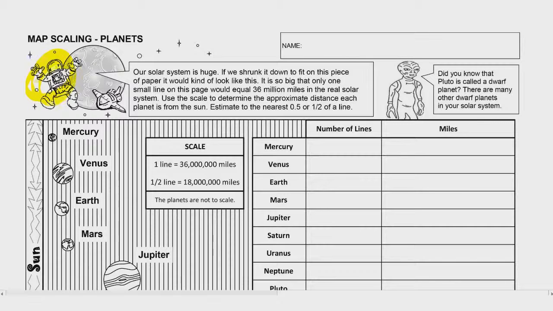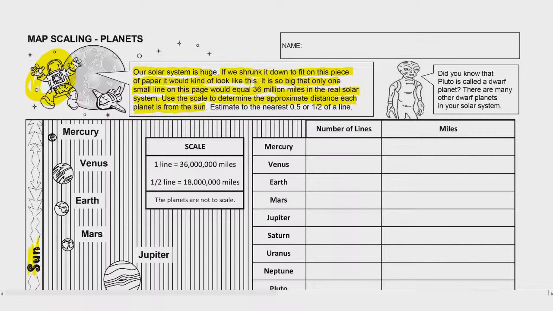This little space dude right here says, our solar system is huge. Well, I just said that. If we shrunk it down to fit on this piece of paper, it would kind of look like this. It is so big that only one small line, one of these lines right there, you see that? Would equal 36 million miles in the real solar system. Use the scale to determine the approximate distance each planet is from the sun.